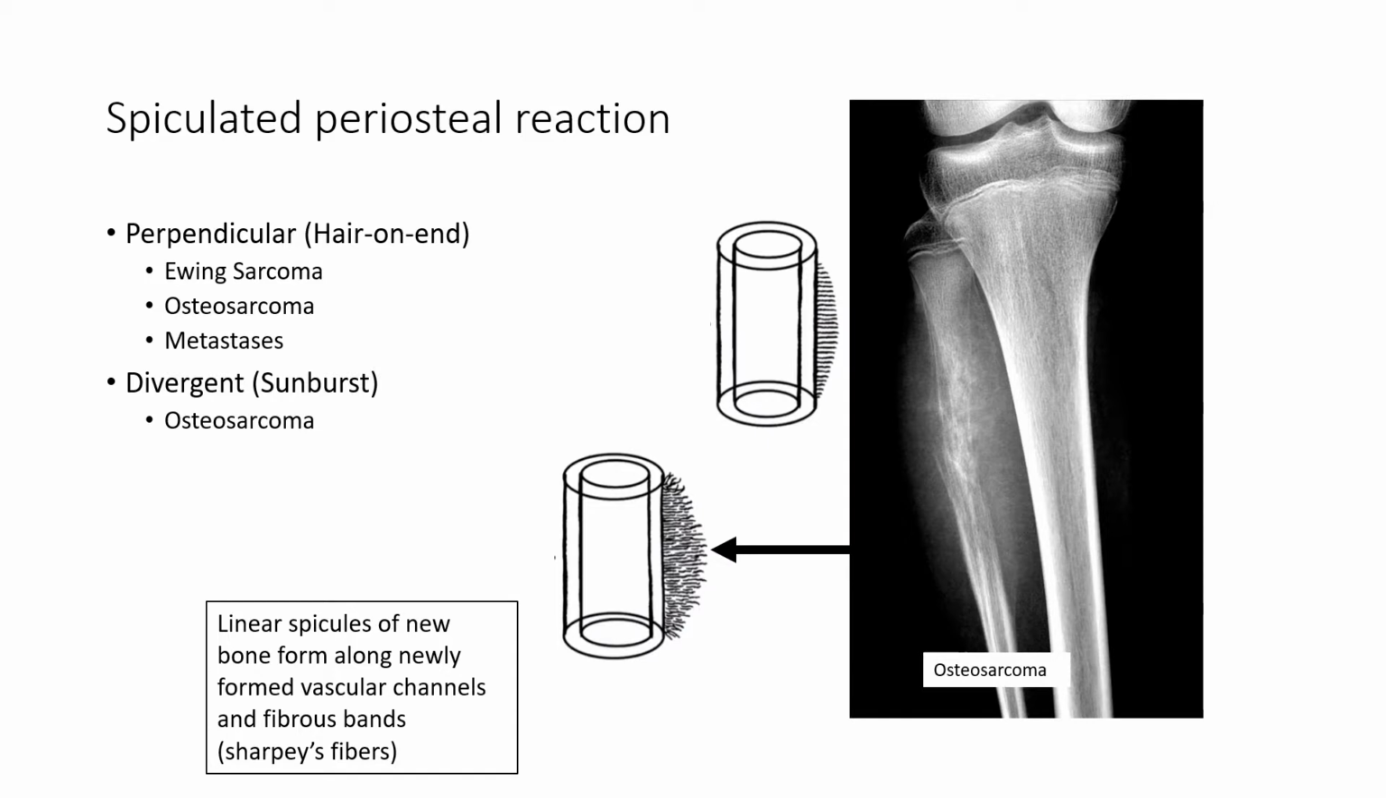It's thought, but not perfectly correlating, that the hair-on-end pattern is more common with the Ewing sarcoma, but can occur in osteosarcoma and mets. The divergent sunburst pattern is often correlated with the osteosarcoma, but none of these are absolute. The idea is that you understand that a hair-on-end pattern or a sunburst pattern is bad, usually connoting a malignancy.